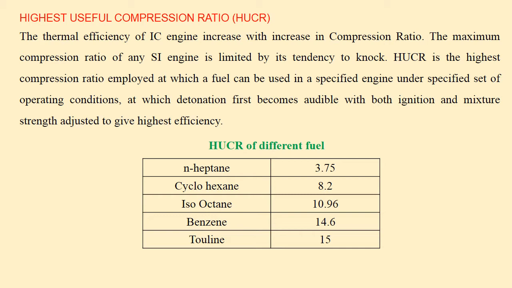Second, cyclohexane has a highest useful compression ratio of 8.2, isooctane 10.96, benzene 14.6, toluene 15. So these fuels have their own highest useful compression ratios. The highest useful compression ratio, used in earlier days, tells us the compression ratio for the particular engine under a particular set of conditions.